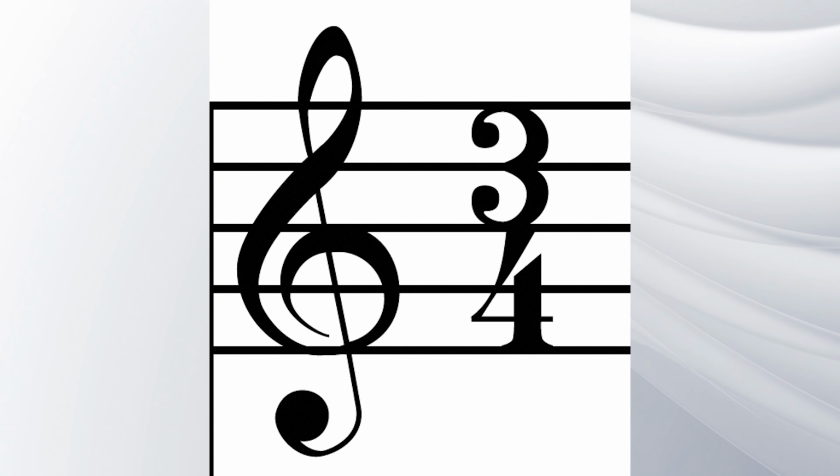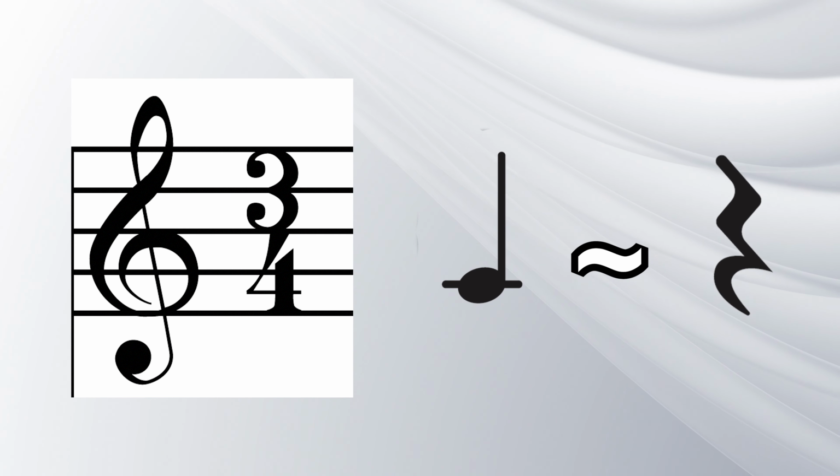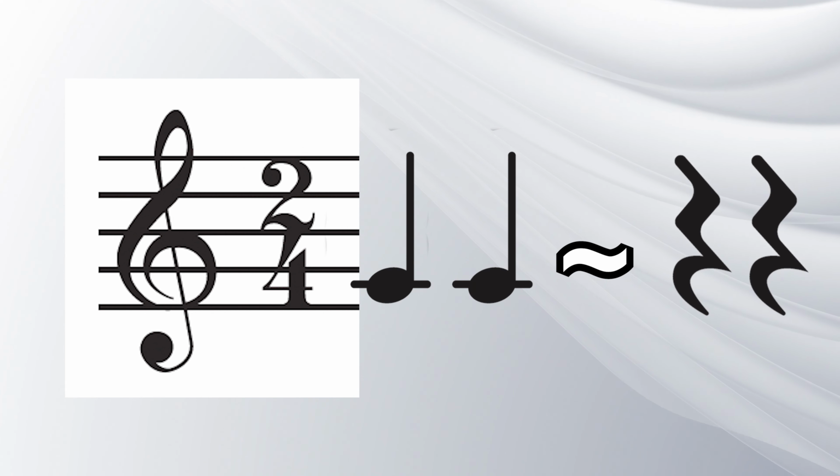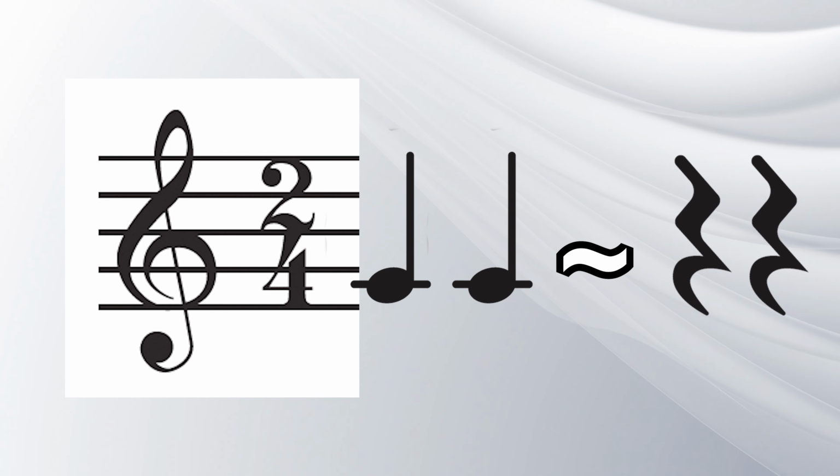In 3/4, there are 3 beats per measure, with the quarter note receiving 1 beat. Equivalent rests can also be used to fit the time signature. For 2/4, meaning 2 beats per measure, the bottom number signifies the value of each beat, which is a quarter note. The equivalent rests for 2/4 are also shown.